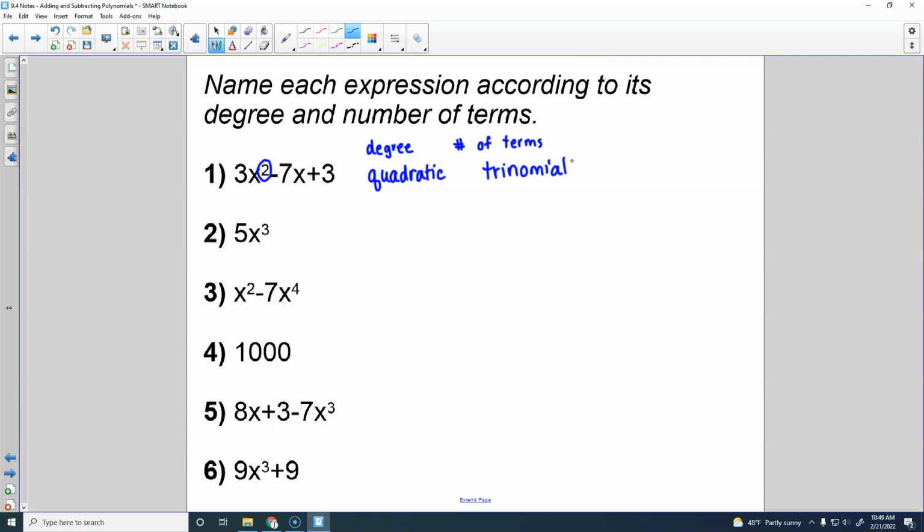All right. Zane, on number 2, what is our degree? It is a 3. What's the special name for something that has a degree of 3? That is for the number of terms. Look at where it says degree. It's at the bottom of that page. Or the last slide. Cubic. So we've got cubic. And then how many terms do I have, Zane?